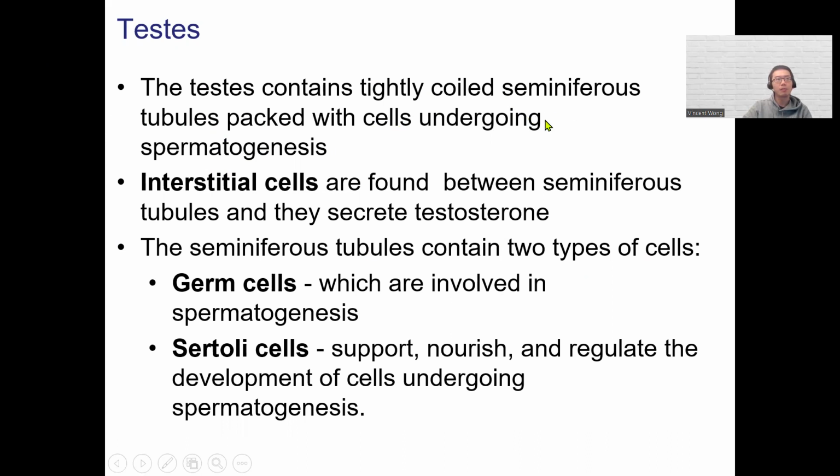Okay, so these seminiferous tubules. Now there are some cells called interstitial cells. They're found between the seminiferous tubules, and they help secrete testosterone. Testosterone is like the male analog of progesterone. Within the seminiferous tubules, there are germ cells that will become sperm through spermatogenesis, and then there are Sertoli cells, which help support, nourish and regulate development of cells undergoing spermatogenesis. In other words, they support the germ cells.